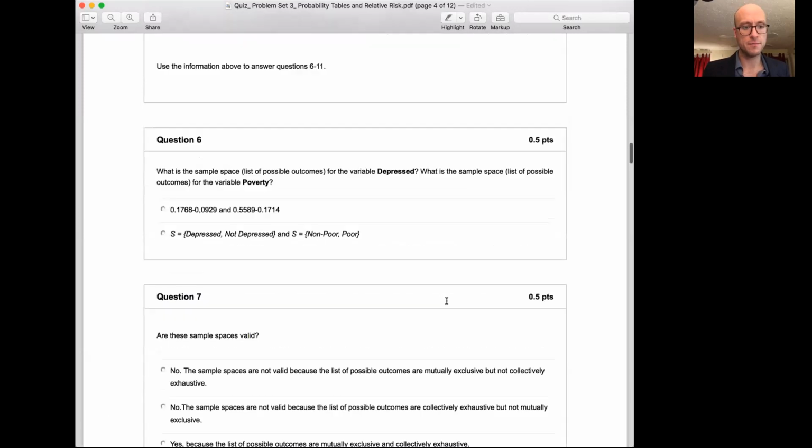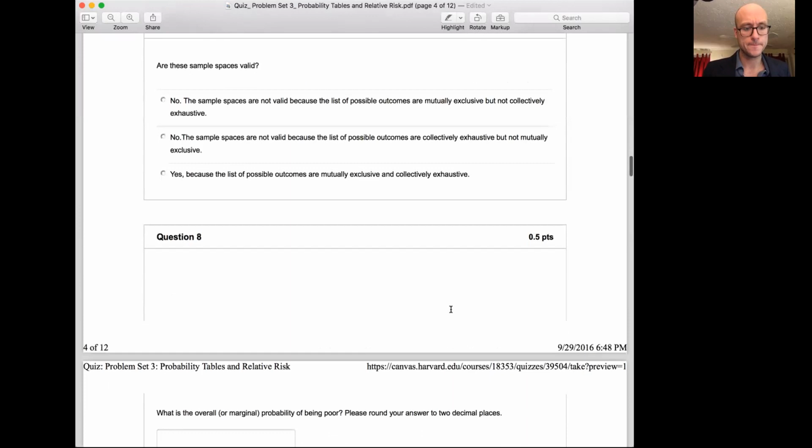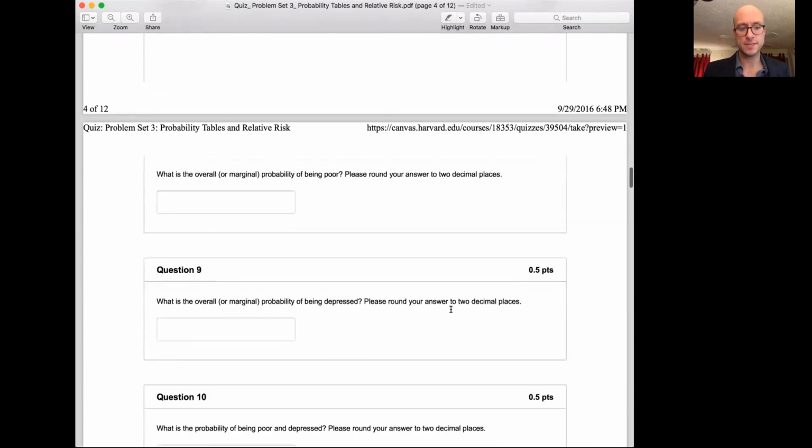And then the marginal probability of being depressed is, the other question asks, what is the overall or marginal probability of being depressed? All we're asking you to do is add up those cells, whether it's a row cell or a column cell, of one of the responses to each of the two variables in a 2x2 contingency. That'll be on the midterm and the final.